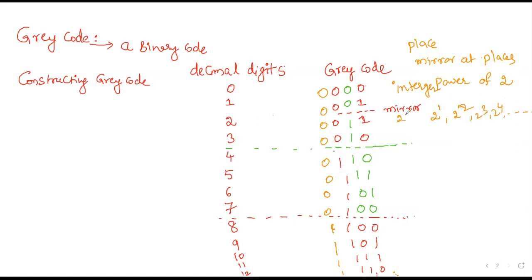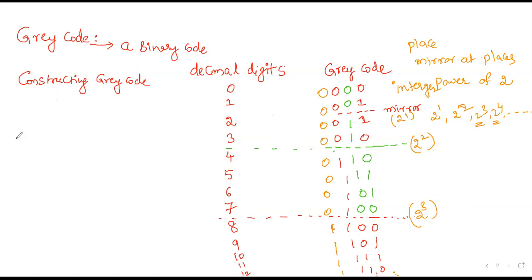So this is 2 to the power of 1. You place a mirror after 2 digits. Then 2 to the power of 2 means 4, so you place one mirror. Then 2 to the power of 3: after 8 digits, you place one mirror. After 16 digits, you place one mirror. In this way, you construct the gray code.